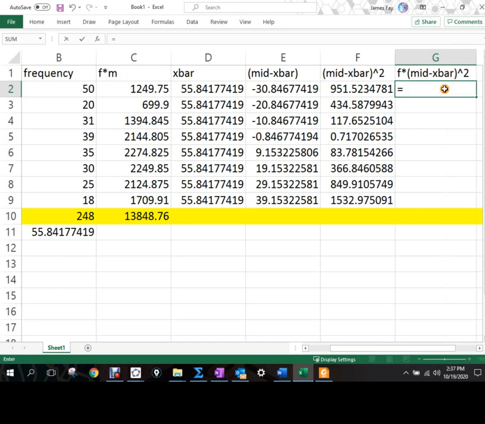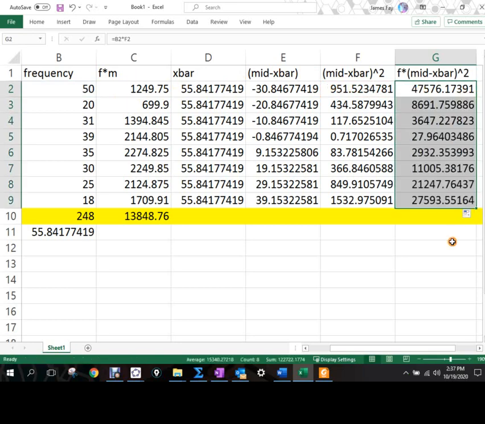So frequency was what we were finding in B2. And we're going to multiply that by the midpoint minus x bar squared, which would be F2. Hit enter. And then once I have that, I'm going to drag it straight down and do it for every one of those classes. Okay? So here's the thing, guys.